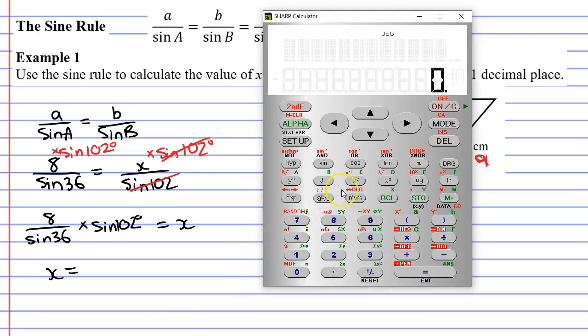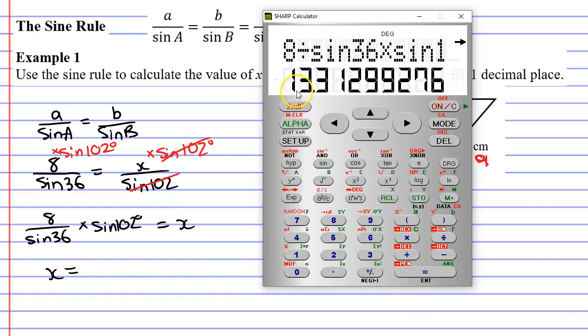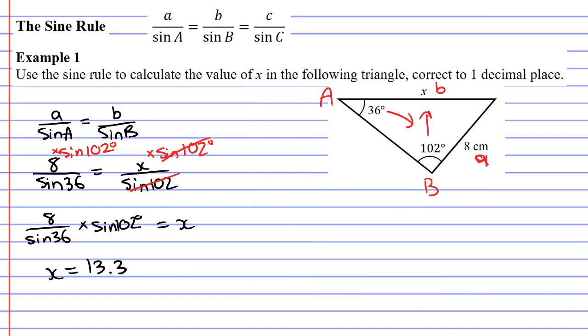Bringing up our calculator, we're going to write in 8 divide sine 36 times sine 102 equals, and it gives us, correct to one decimal place, a solution of 13.3. And that will be in centimeters. And that concludes our video on example 1.